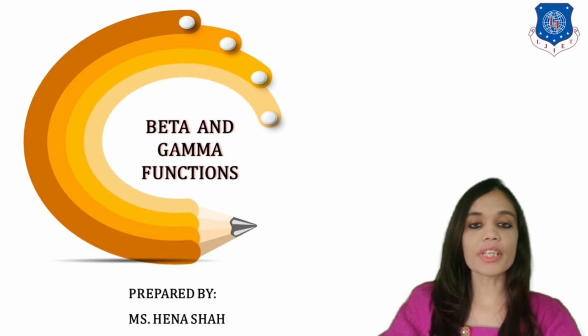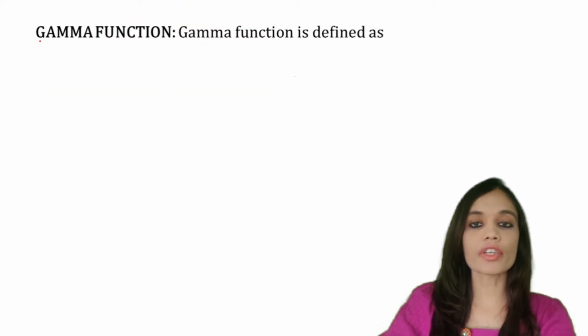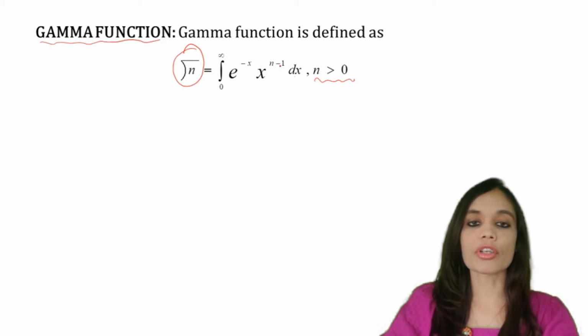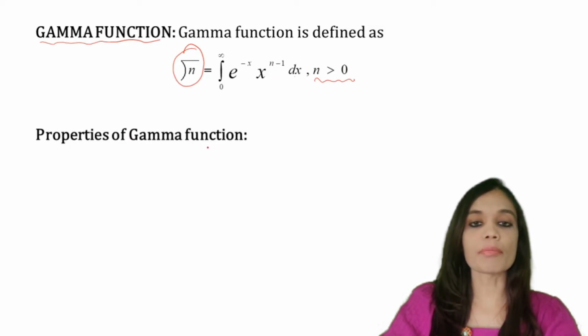Let us begin with the definition of gamma function. The gamma function is defined as gamma n equals integration 0 to infinity e raised to minus x, x raised to n minus 1 dx, where n should be greater than 0, and this is the notation of gamma function. Now let's go to the properties of gamma function.